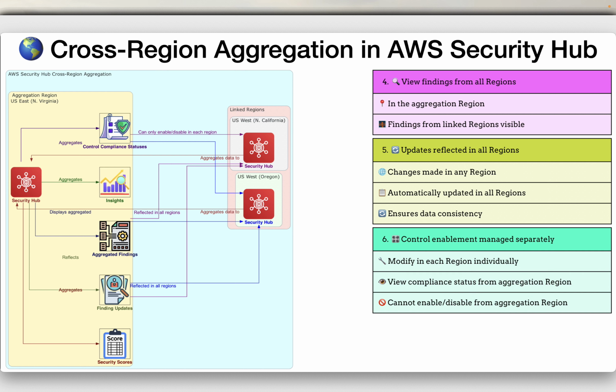It is important to note that while data can be aggregated and viewed from the aggregation region, the enablement status of a control must be modified in each region separately. If a control is enabled in a linked region but disabled in the aggregation region, you can view the compliance status of the control from the aggregation region, but you cannot enable or disable that control from the aggregation region itself. Control management must be performed in each individual region.